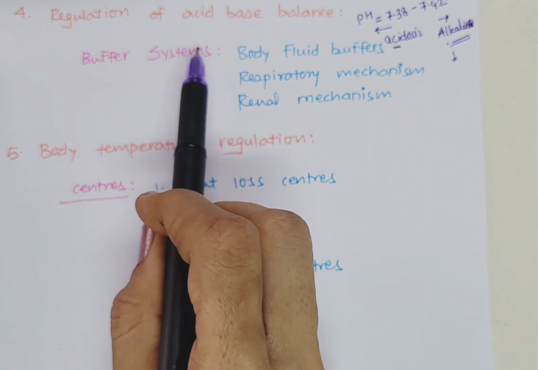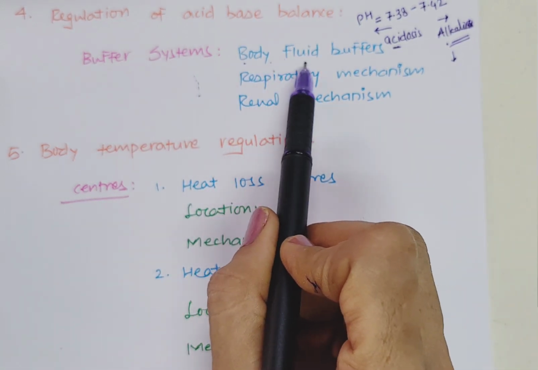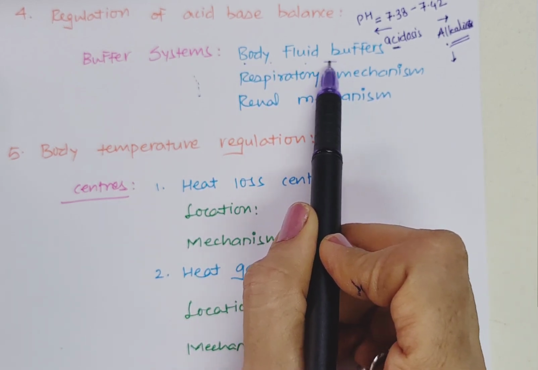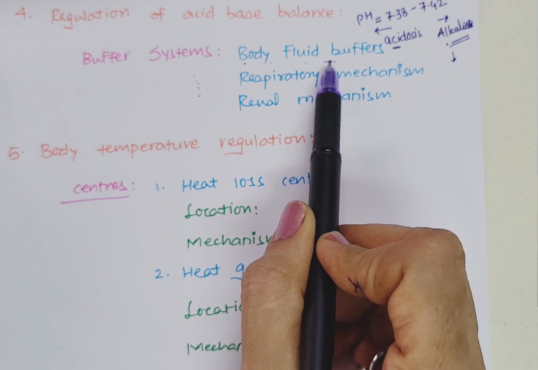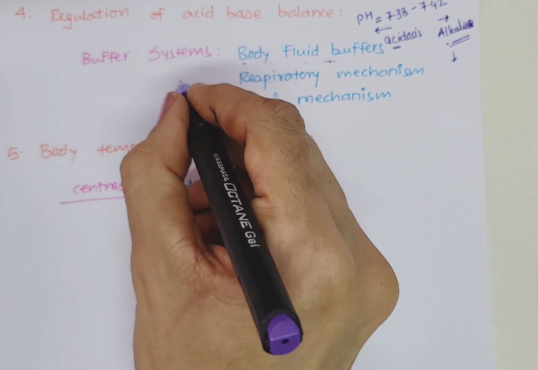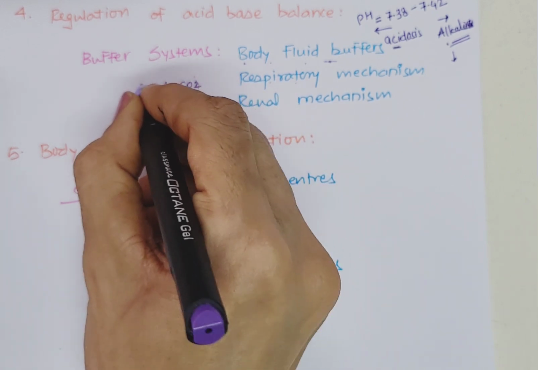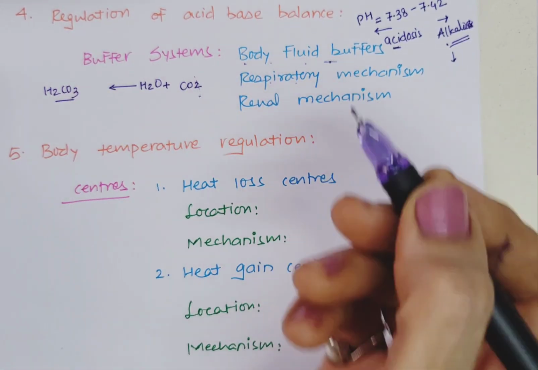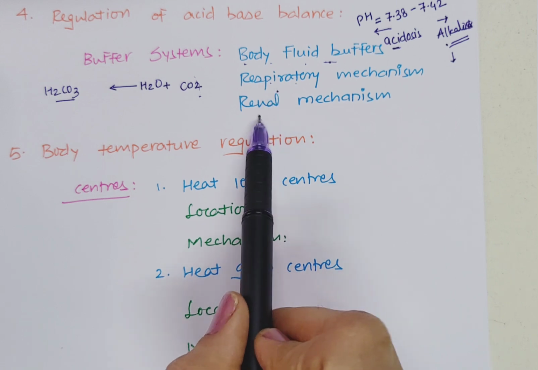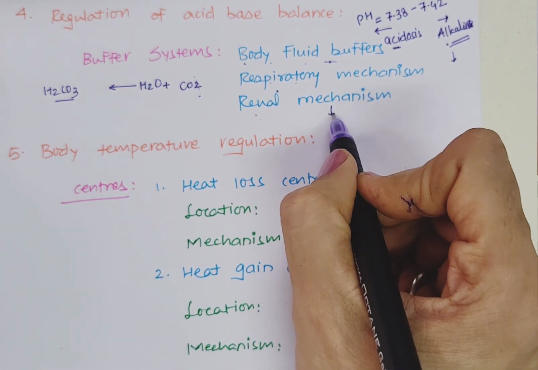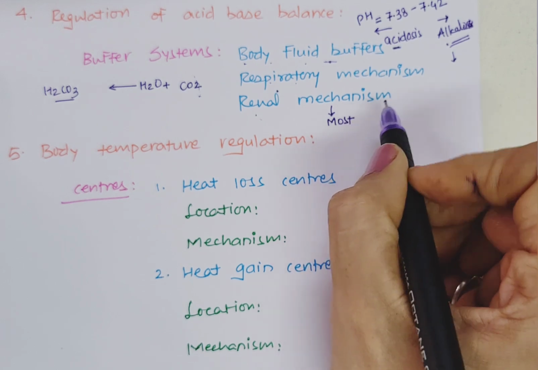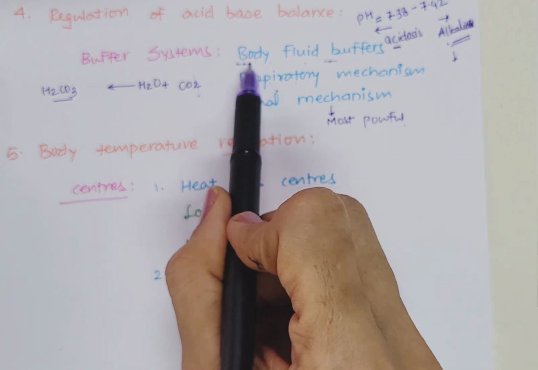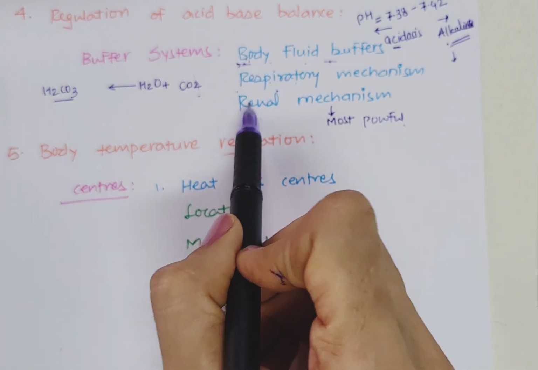Okay. Now which systems regulate acid-base balance? One is body fluid buffer. In our body fluid, we have various buffers. If any acid is added in the body fluid, our buffers regulate the pH and bring it back to normal. Respiratory mechanism, by excreting carbon dioxide, because carbon dioxide binds with water to form carbonic acid, H2CO3, which is a weak acid, but it is an acid. So this is also regulated by the respiratory system. And the renal mechanism is most powerful, though it is slow acting. Fastest one is body fluid buffer, then respiratory, then third one is renal.